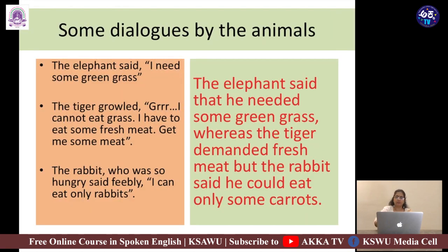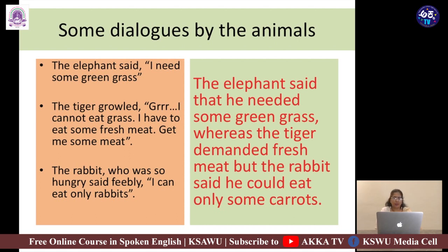Let us see. The elephant said, I need some green grass. I'm so hungry. I want to eat now. Whereas the tiger growled, Grrr, I cannot eat grass. I have to eat some fresh meat. Get me some meat. The rabbit was all scared to see all this, but he was present there. And he feebly, in his very little small voice, said, I can eat only rabbits.